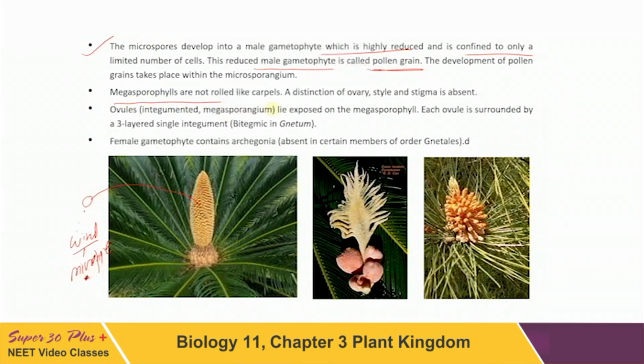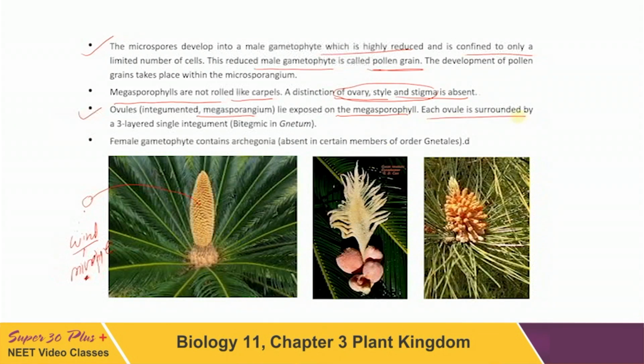Megasporophylls are not making carpels; they are not rolled up. These are simple leaf-like structures, arranged in a cone in most cases. Therefore, distinction of ovary, style, and stigma is absent. These structures are found in angiosperms. The ovule is the megasporangium. It is exposed on the megasporophyll. It is not enclosed inside the ovary.